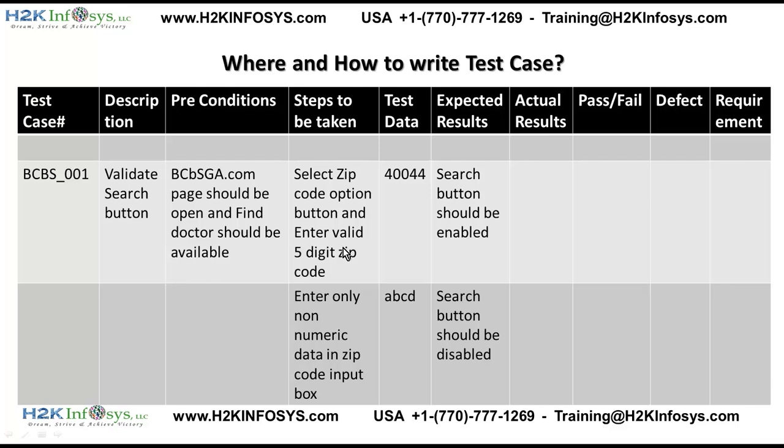Steps to be taken: what are the steps you need to take? First you select the zip code option button and enter a valid 5-digit code. For example, this is a valid 5-digit code. Once you enter it, the search button should be enabled. That is the expected result. Next step, enter only non-numeric data like ABCD. Then the search button should be disabled. That is the expected result.